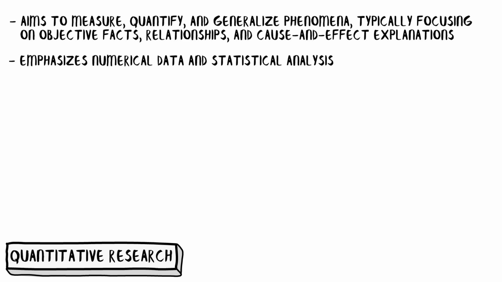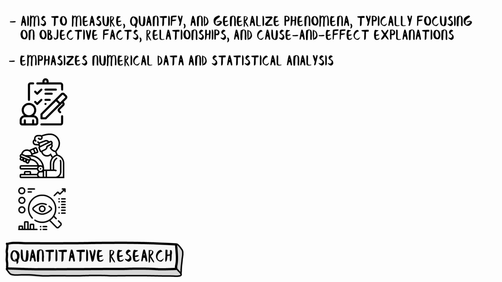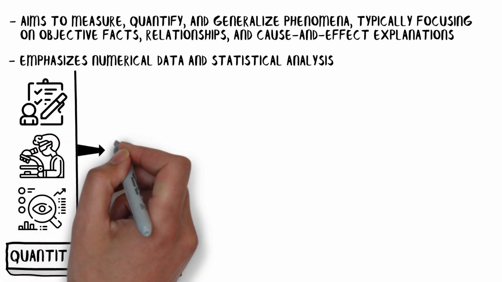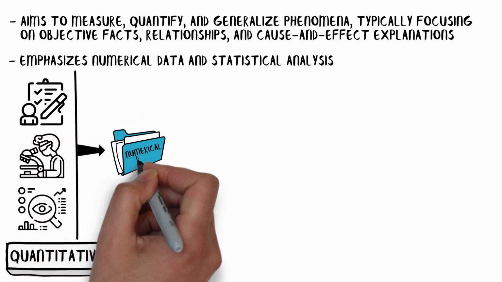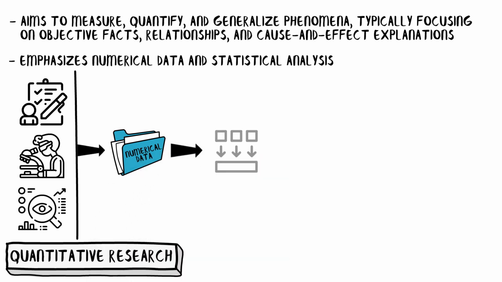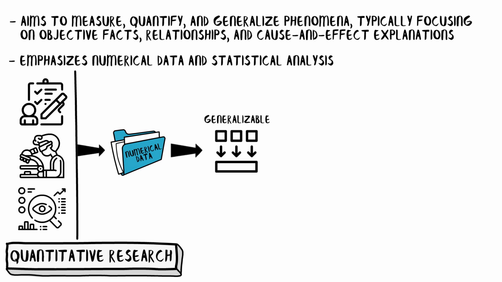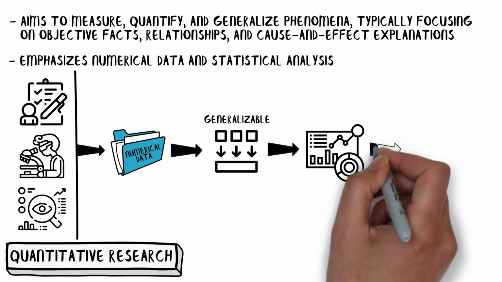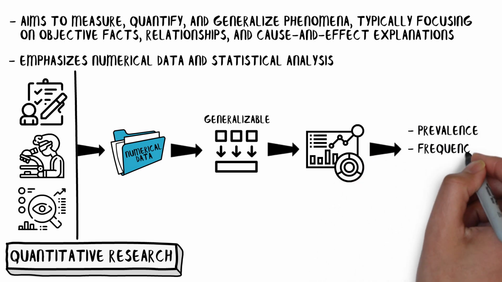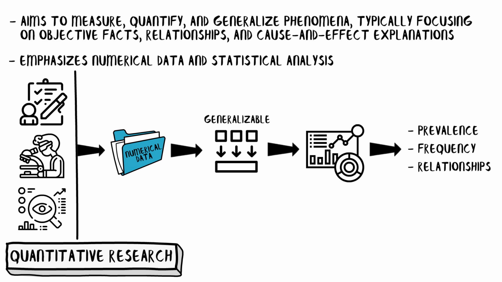It relies on structured methods such as surveys, experiments, and structured observations. It involves collecting numerical data that can be analyzed statistically. Quantitative research produces findings that are generalizable and often presented in the form of statistical summaries, graphs, charts, or tables. It provides objective information about the prevalence, frequency, and relationships among variables.